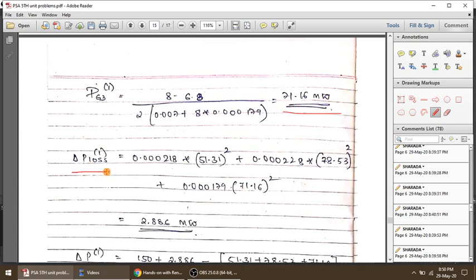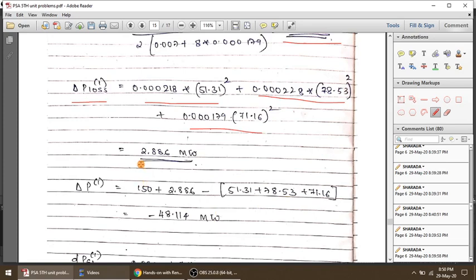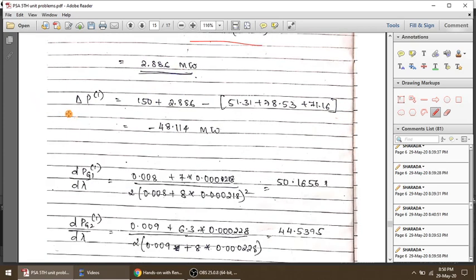Correspondingly I'll calculate delta P loss of 1. You have only the diagonal elements: Pg1 square, Pg2 square, Pg3 square. When I substitute, I get, sorry, not delta P loss, this is only P loss, equal to 2.886 megawatt. Correspondingly, I'll calculate delta P of 1. The expressions have already been discussed: the similar expression, PD plus P loss minus the summation of Pg of 1.